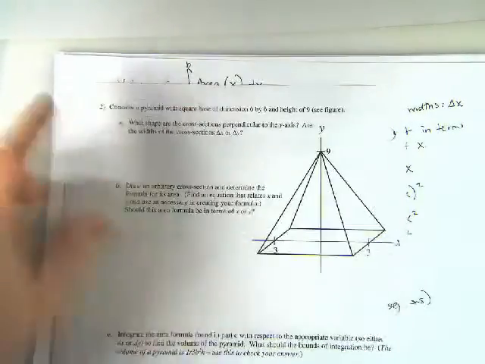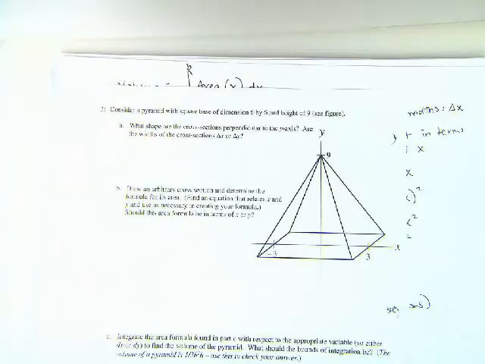Now, I'm just going to flip to the back page here because I want us to think about cross sections in general for a second. This is a pyramid, and it has a square base of 6 by 6, and a height of 9. We also have a formula for finding the volume of a pyramid, but let's say we don't have that and we want to use integration to figure it out. So we'd want to do slicing.